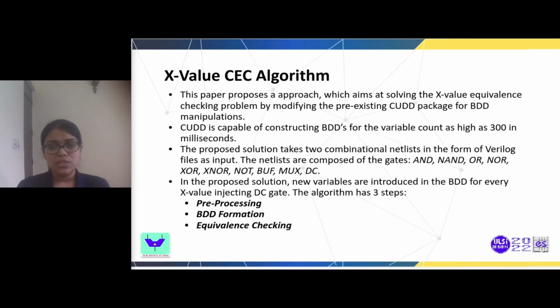In the proposed solution, new variables are introduced in the BDD for every X value injecting DC gate. The algorithm has three steps, which are the pre-processing step, the BDD formation step and the equivalence checking step. Let's look at all these steps one by one.